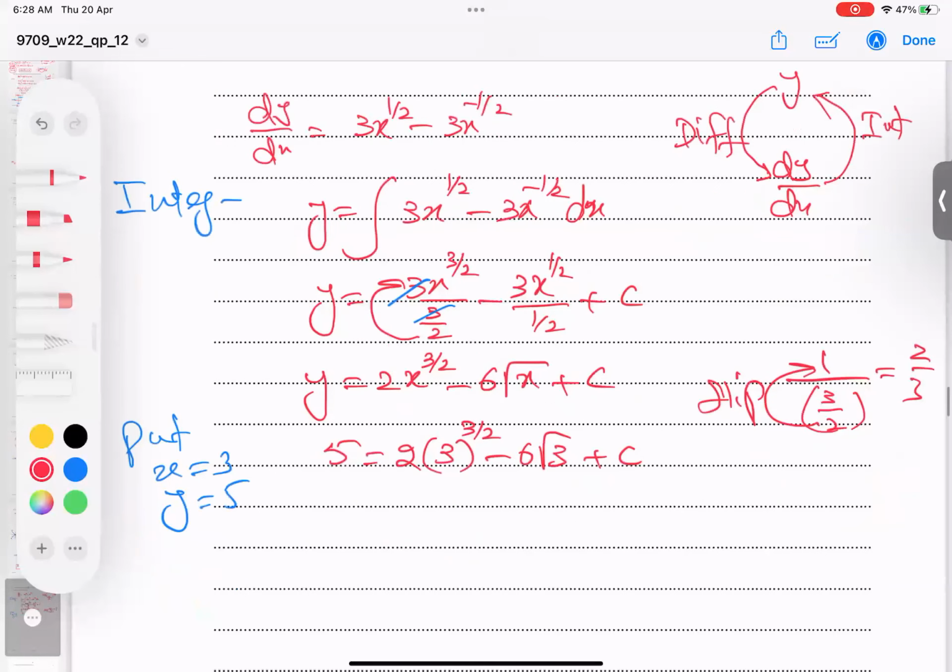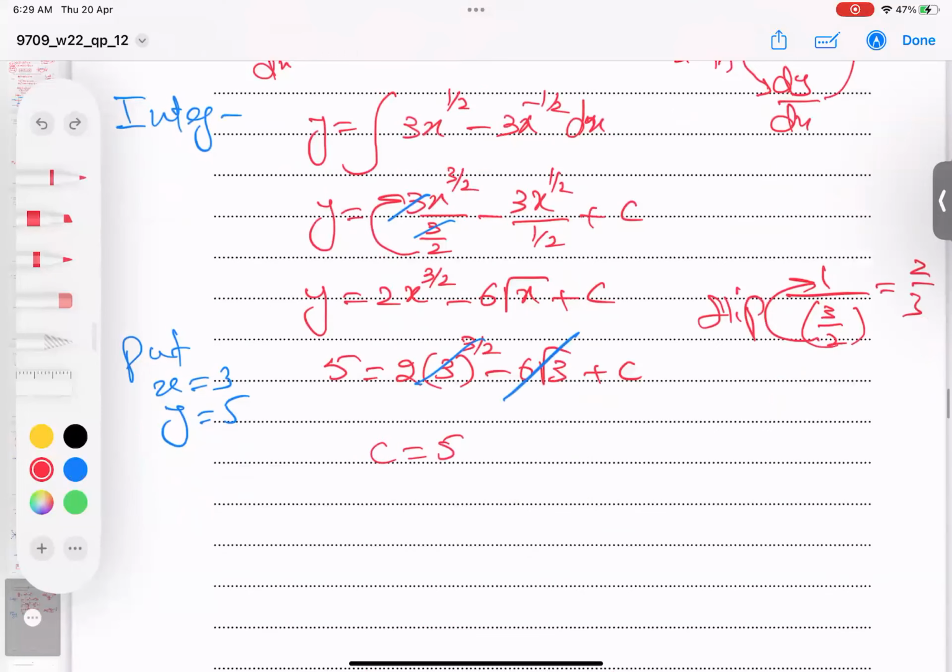Let's see, students, what is the story here? You type this in the calculator. Let me type. 2 times 2, 3 to the power 3 by 2, and minus 6 times 2 root of 3. And we are getting 0 as the answer. So I mean they will cancel out when I type in the calculator. So the C value is becoming 5.